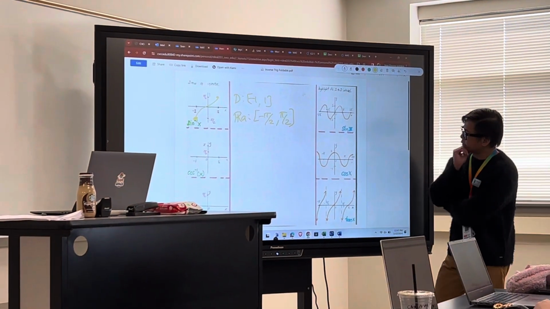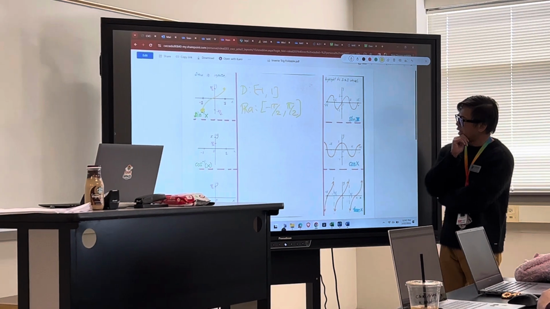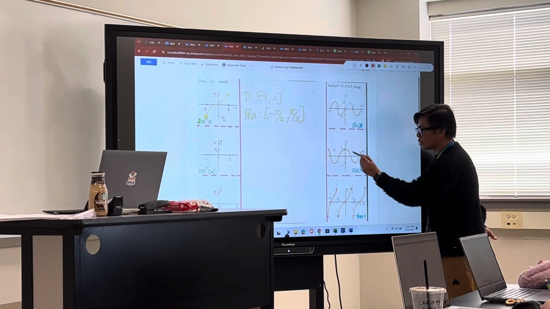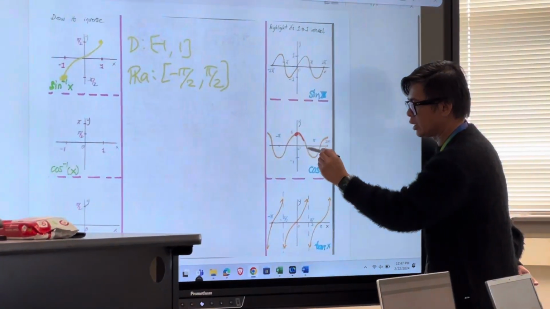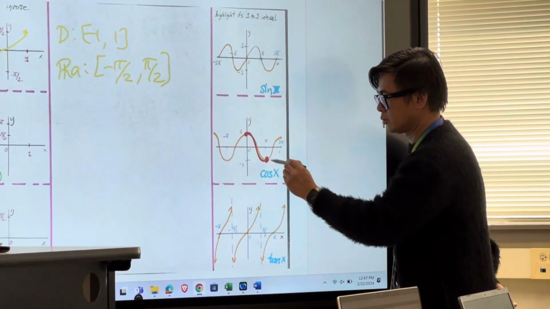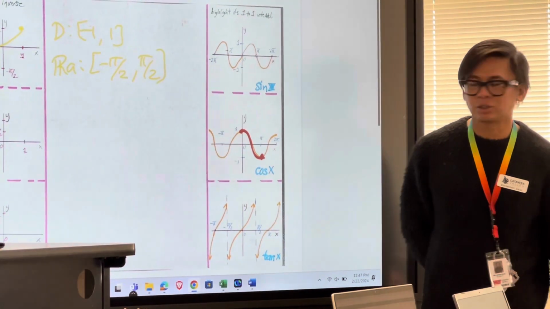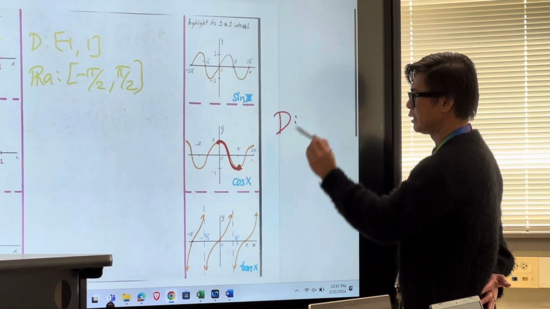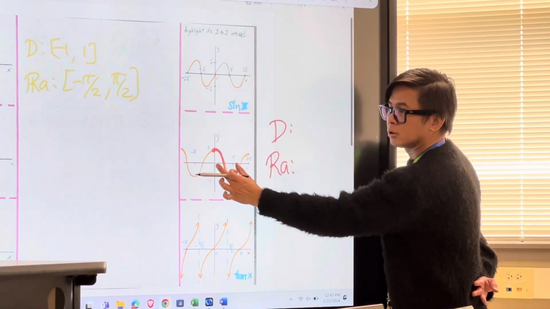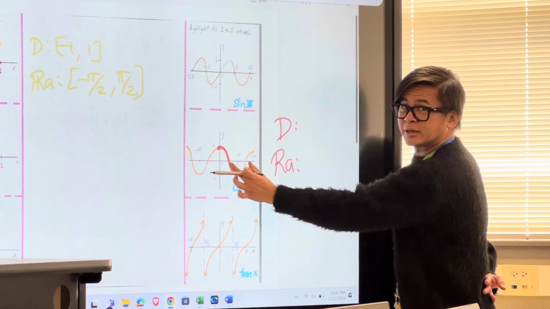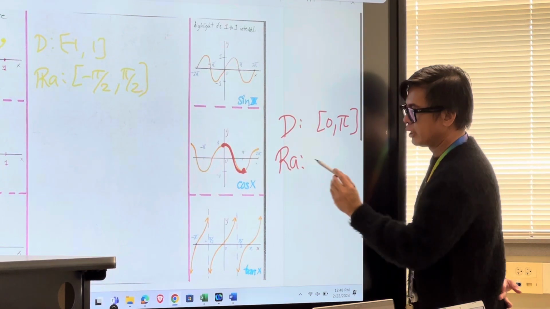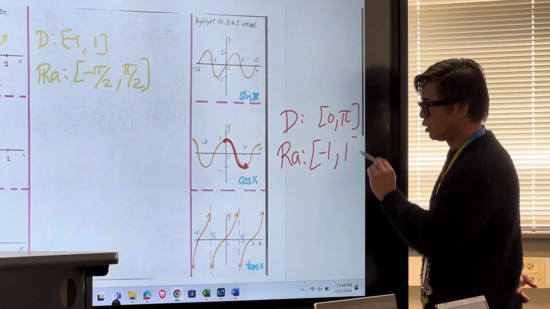Now, for the cosine, what do we do to make it 1 to 1? What should we highlight? As you may notice, I'm going to highlight from here to there. Good, guys. With that being said, what's the domain for that, and the range for that? The domain here is 0 to pi for the x. Now what is the range? Basically the same, negative 1 to 1.